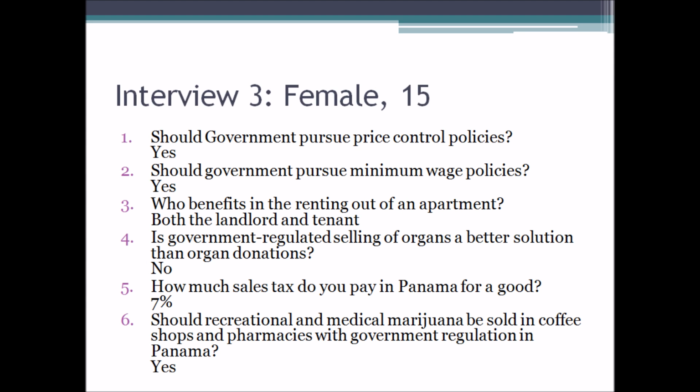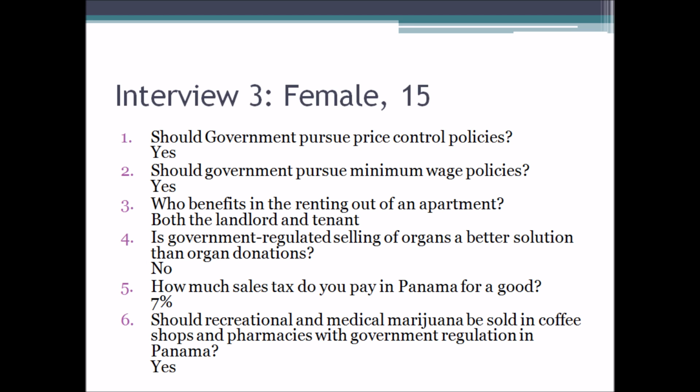In your opinion, should government pursue price control policies for basic food items? I agree. In your opinion, government should pursue a minimum wage policy? Agree. When a person rents out an apartment, who benefits from the transaction? Both tenant and landlord. For people waiting for organ transplants, I think selling organs in a government-regulated environment is a better solution than organ donation. Disagree.